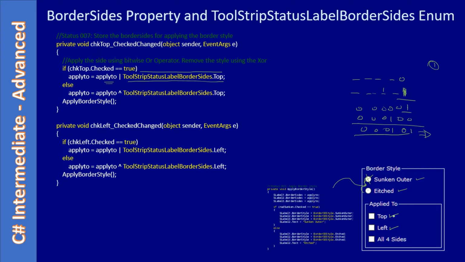All right. Now let's state that we are revoking this top. So what happens when we revoke the top? chk top checked changed, so this is the event, right? Here initially we placed a check mark, now we are revoking it. So this checked is not equal to true, so we will come here, and this time for the apply to, we are performing the XOR operation.